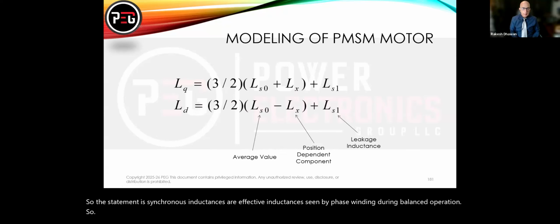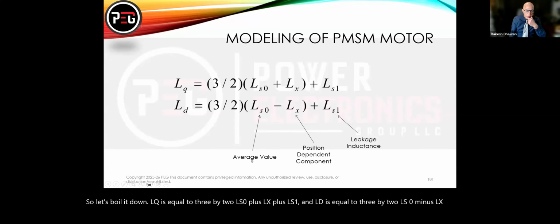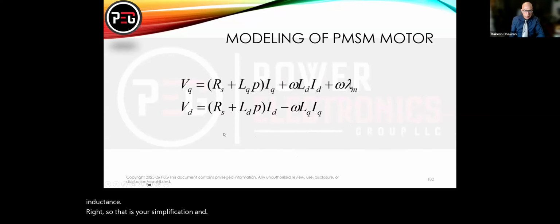Okay. So, all right, let's boil it down. LQ is equal to 3/2 times (LS0 plus LX) plus LS1. And LD is equal to 3/2 times (LS0 minus LX) plus LS1, right? So this is your average value of the inductance. This is your position-dependent component, and this is your leakage, right? So that's your simplification. And we go further here.